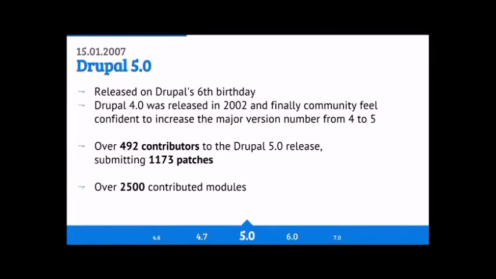And then on the 15th of January 2007, which was actually Drupal's 6th birthday, we got Drupal 5.0 released. Drupal 4 was released back in 2002, and then the community felt ready to move to the next major version, so they decided to have the 5.0 release. And it had a record number of contributors and patches and over 2,000 contributed modules.